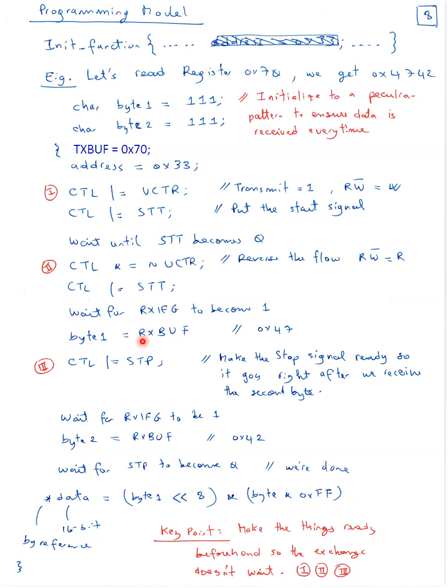All right. When you read the receive buffer, this clears the flag. So I'm gonna wait for the flag one more time to become true. There would be a while loop here. And when that occurs, we're gonna get the receive buffer and write this in byte 2. So now I would expect to receive the second byte, which is 42.